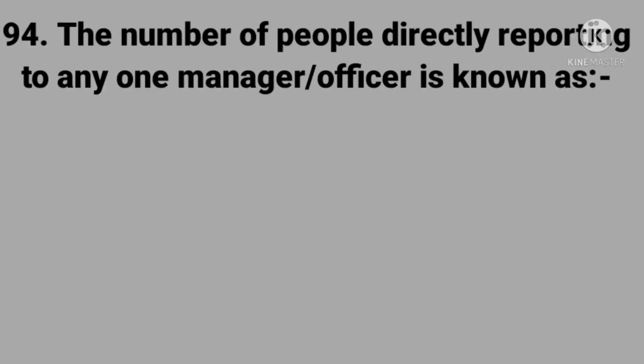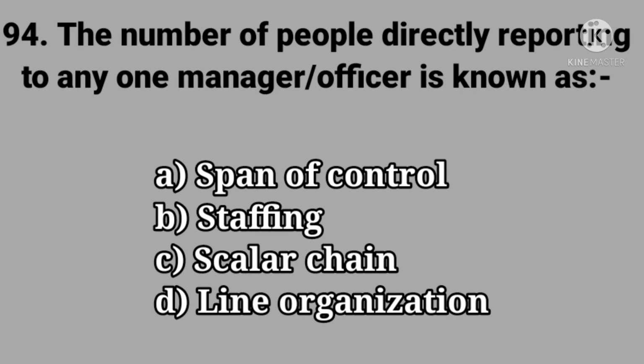The next question, the number of people directly reporting to any one manager or officer is known as, the options are span of control, staffing, scalar chain, and line organization. The answer is line organization.